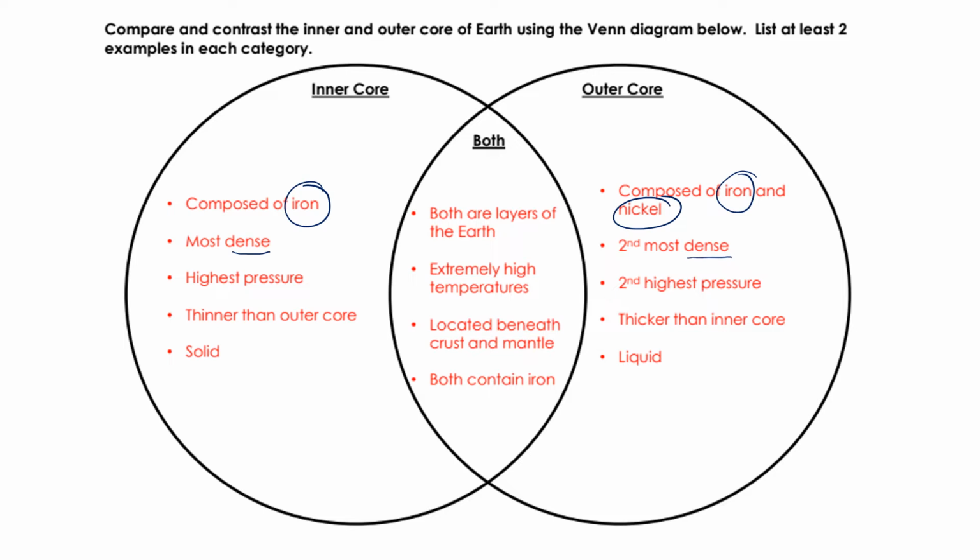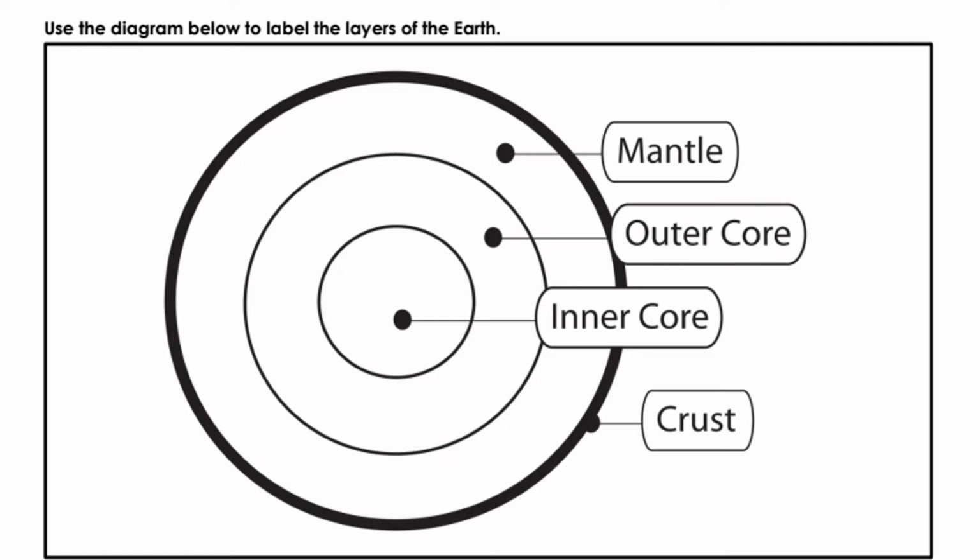And the inner core is solid, mostly because all of that pressure that's pushing on the inner core is making it a solid. And then the outer core is a little bit more liquidy. So both of them are layers of Earth. They have high temperatures, which is because of the pressure, and they're located between the crust and the mantle, and they both contain iron. Here's that picture again where we've got the inner core, outer core, mantle, and crust.